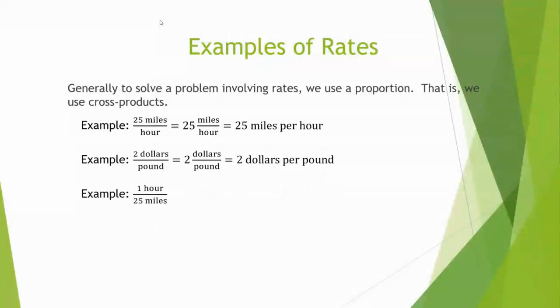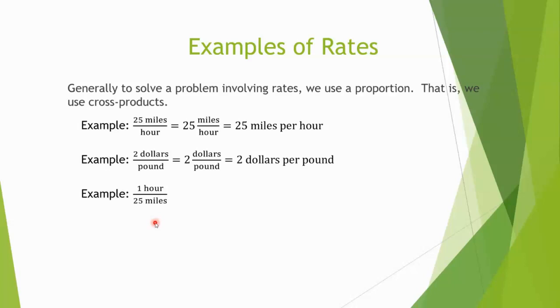Okay, but again, you can actually invert a rate and you can end up with another rate. So that's what I'm doing here. We took the speed, the 25 miles per hour, and we inverted it. It's inverting a fraction. You get another rate. This is not a unit rate anymore, but it's still a rate. So now those are examples of rates.